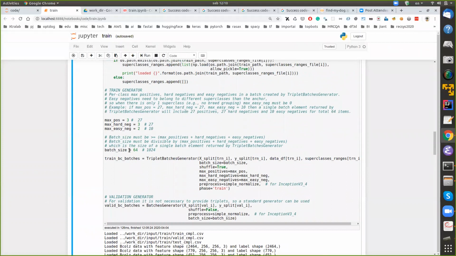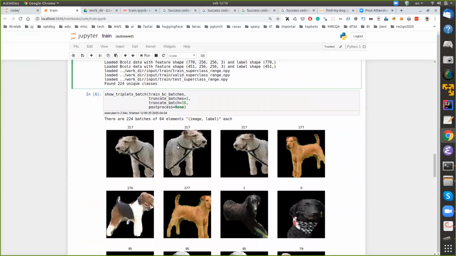So the batch size is 64 elements, and they are split in slices. Each element corresponds to 8 images: 3 positives, 3 hard negatives, and 2 easy negatives. So in one batch of 64, we will have 8 slices. 8 times 8 is 64. 8 slices, each one with this content. And here I display a slice.